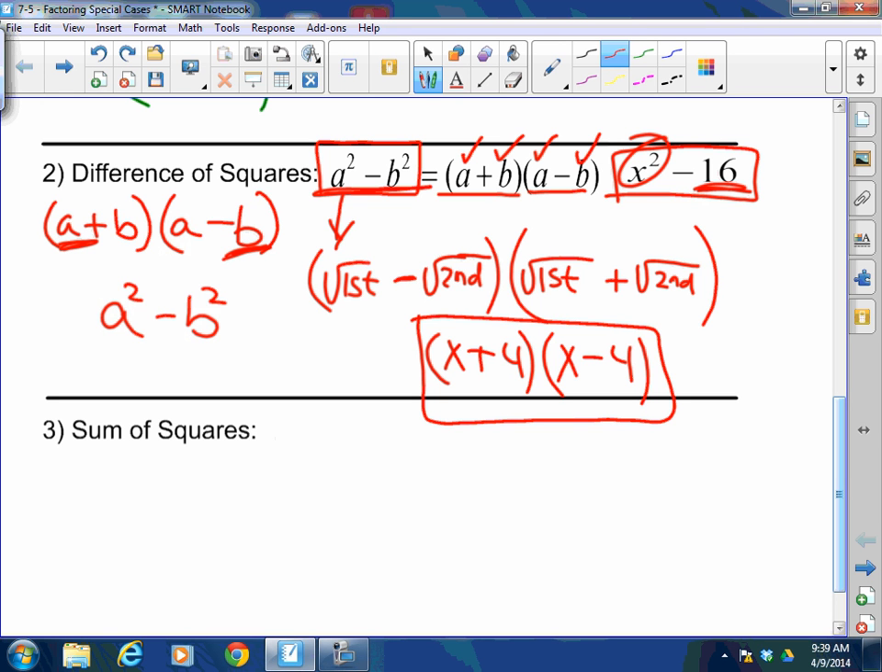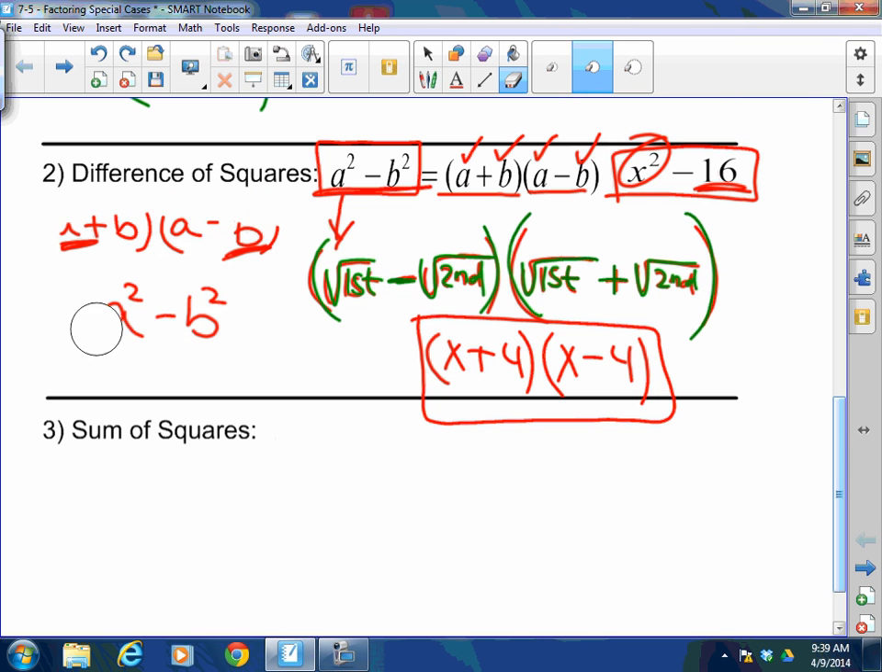No, I did not say it's the square root and you just put a plus. I said it's the square root of the first term minus the square root of the second term times the square root of the first term plus the square root of the second term. Thank you for asking, sir.